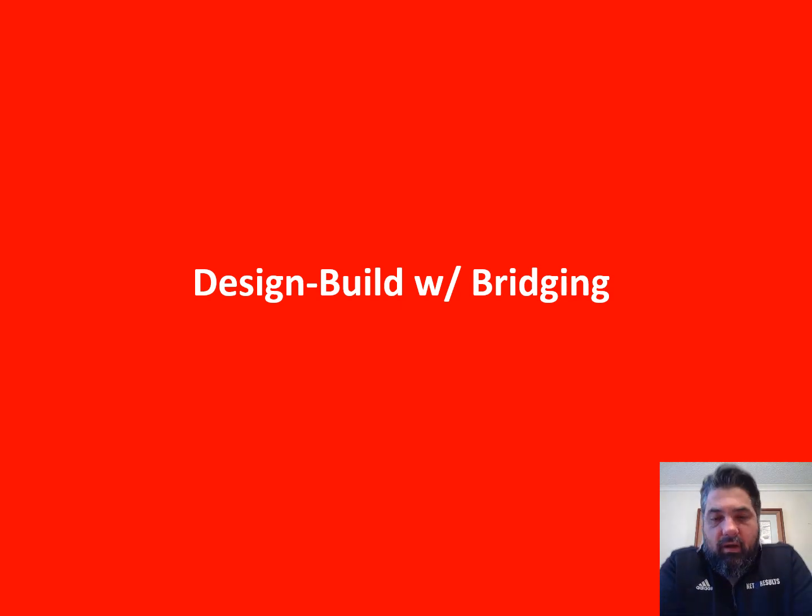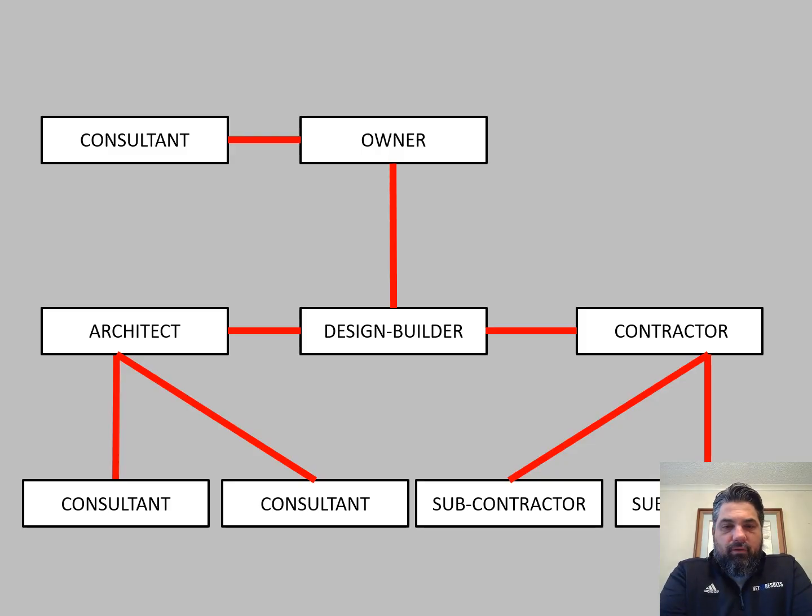Some ways to overcome some of those disadvantages, though, in a design build delivery method is to do design build with bridging. So the contract diagram looks exactly like the previous one, only you can tell up here with the owner, they also have an additional consultant. And so this additional consultant is usually called the bridging architect or bridging design team.